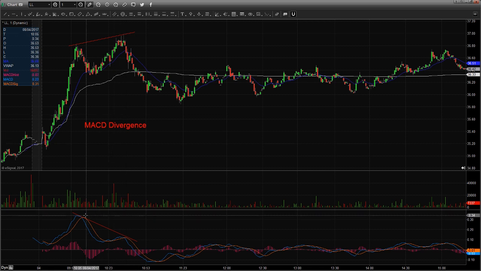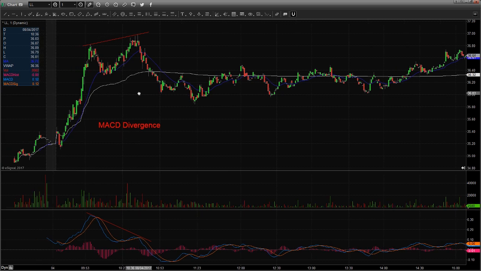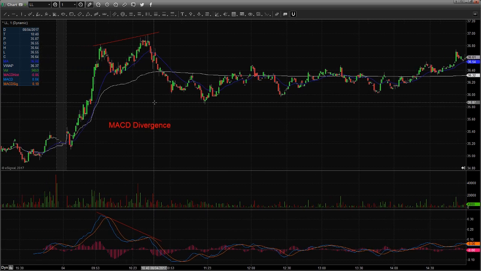But if you look down here in the MACD indicator, you'll notice that the first peak is actually higher than the second peak. This is called divergence. When you get divergence like this, that's usually an indication that momentum is shifting and you're likely to get a reversal. So the way you would trade this strategy is similar to the crossover.